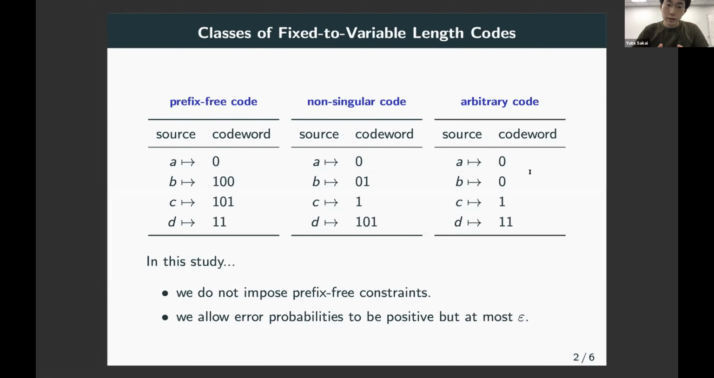As you know, there are various classes of fixed and variable length codes, and the most well-known class is the prefix-free code. In this code, no codeword can be the prefix of another codeword, but we do not impose this prefix-free constraint. And we can allow duplicated codewords in our problems. We allow the error probability to be positive, but we restrict it to be at most epsilon.